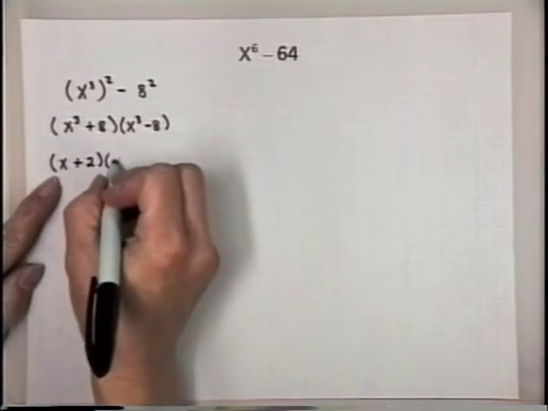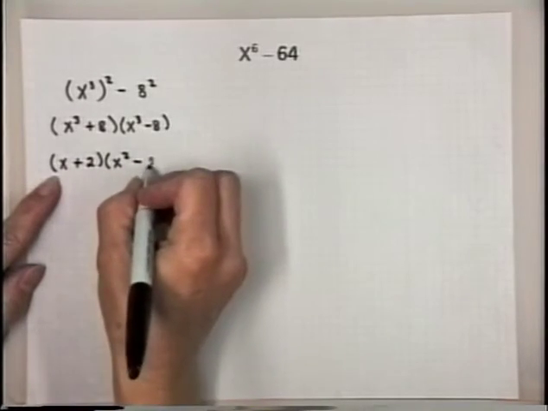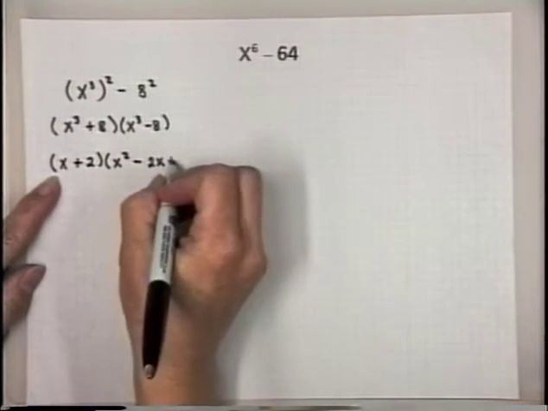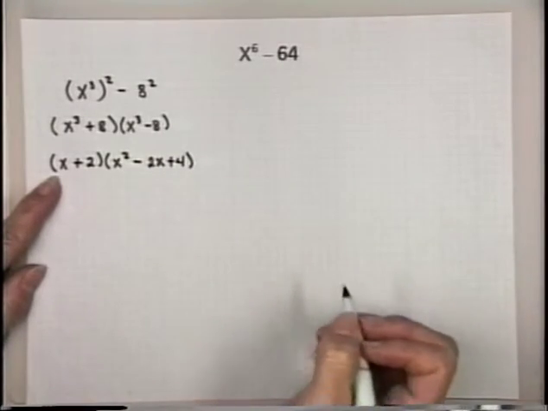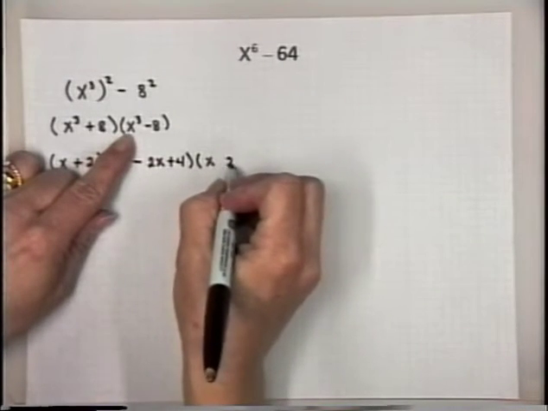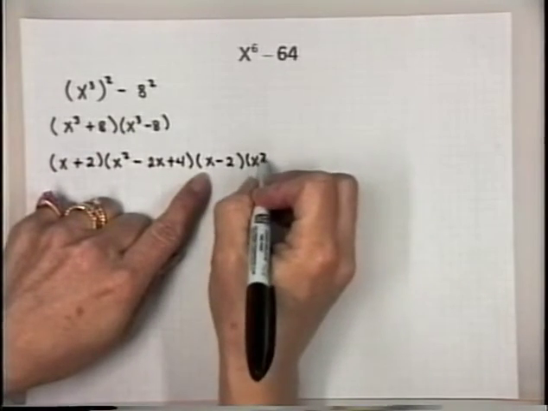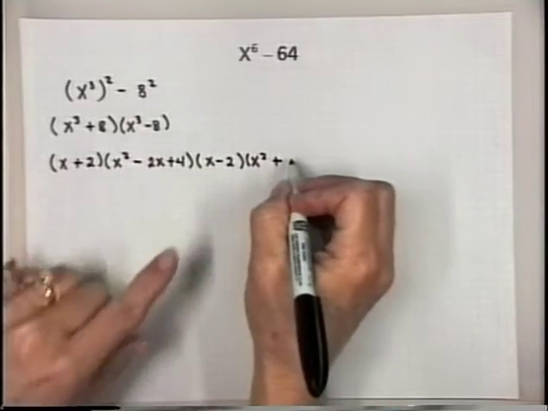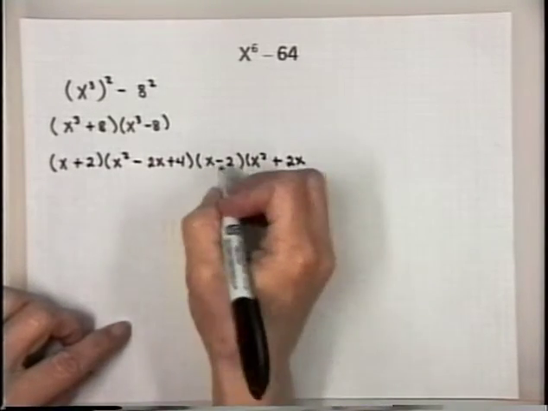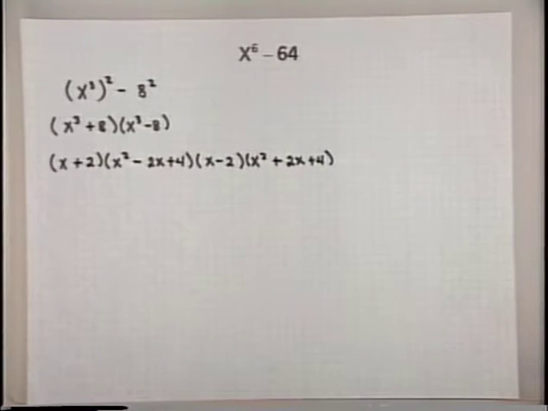And then squaring this first term, I get x squared. The opposite sign would be negative. X times 2 is 2x, and square 2 to get 4. Then on my difference of cubes, I will use the cube roots x and 2, but this time I will have a negative between them. And then squaring this one, I have x squared. The opposite sign is plus. X times 2 is 2x, and squaring 2, I get 4. I have 4 factors for x to the 6th minus 64.